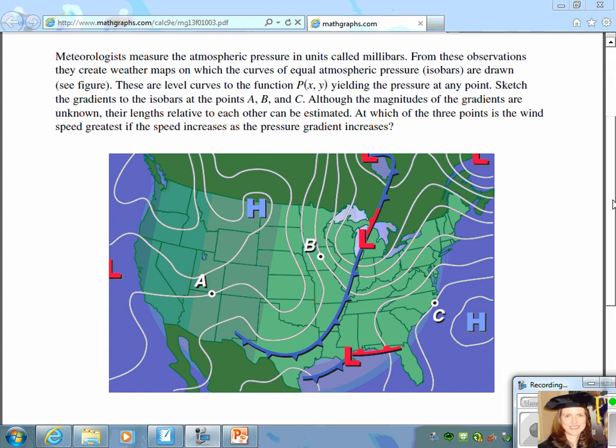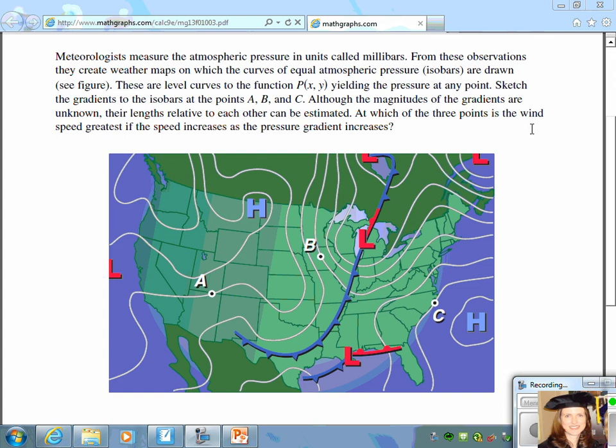In this example, we're using a weather map. Meteorologists measure the atmospheric pressure in units called millibars. From these observations, they create weather maps on which curves of equal atmospheric pressure, isobars, are drawn. These are level curves to the function P of x, y yielding the pressure at any point.